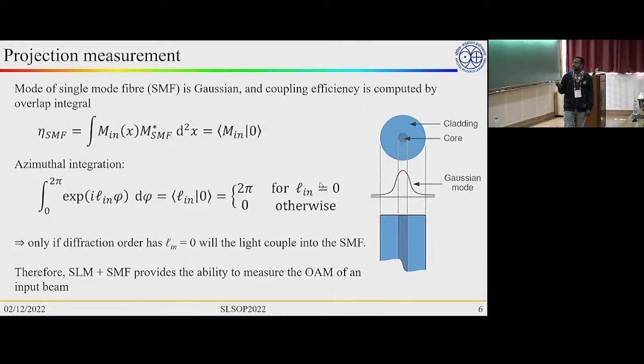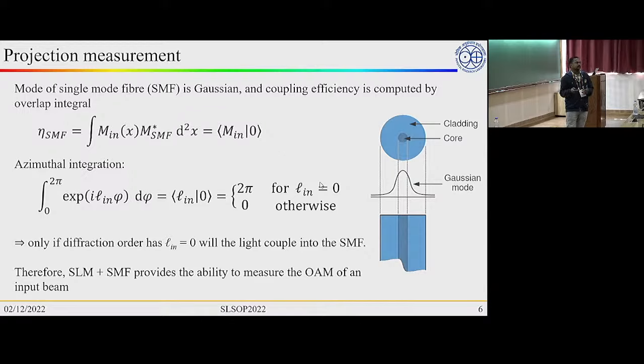For this single mode fiber, there is no L part. I can in a way write like this. So input mode is this, Gaussian is here. So they will be 0 if these two are not the same. So L input is 0. So this is one of the ways by which you can measure how much Gaussian you have.